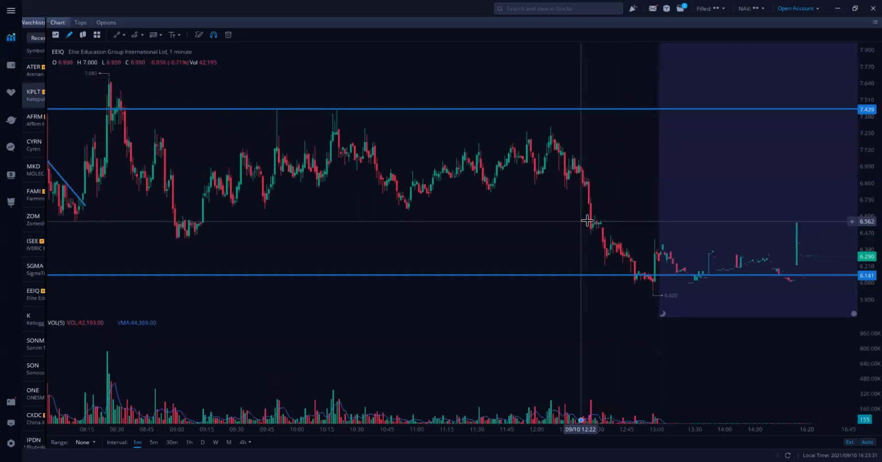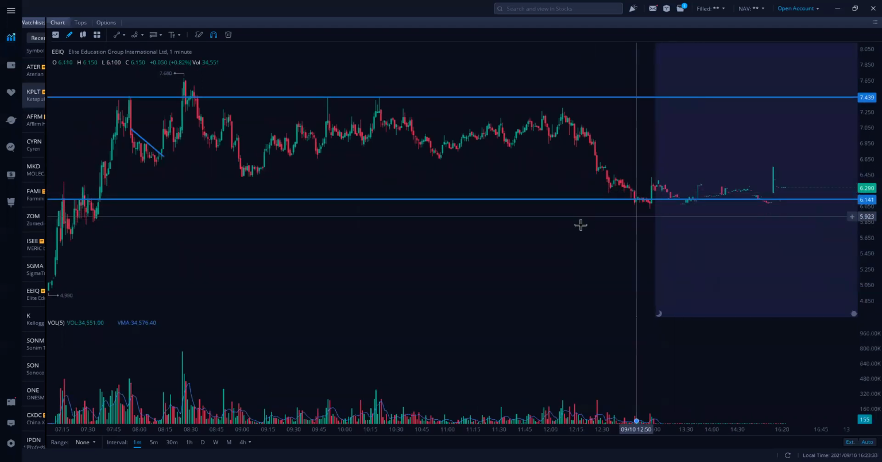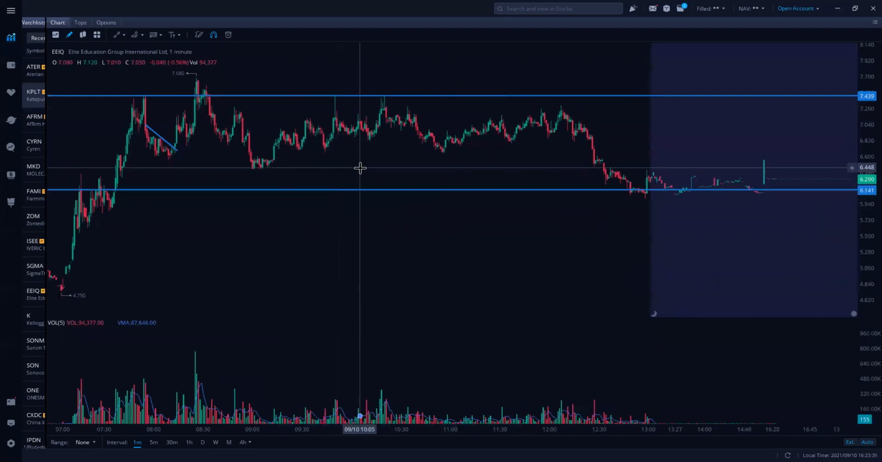It's just 1 minute, but yeah, it was right before close, so it was a bit messy. But if that happened during the day, probably it would have bounced. So like I said before, it's super important. Old resistance, new support. Old support, new resistance.